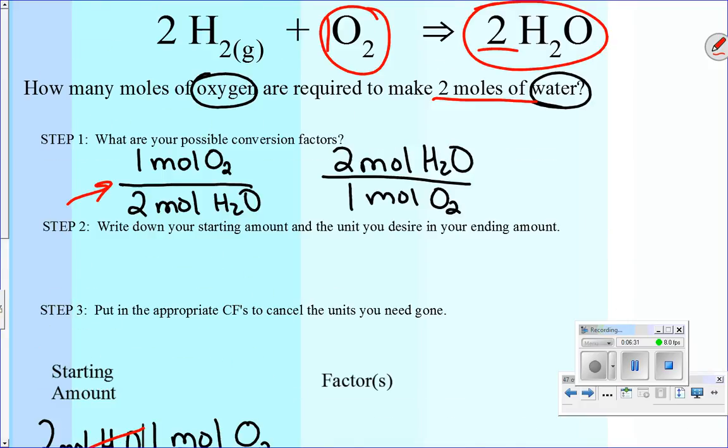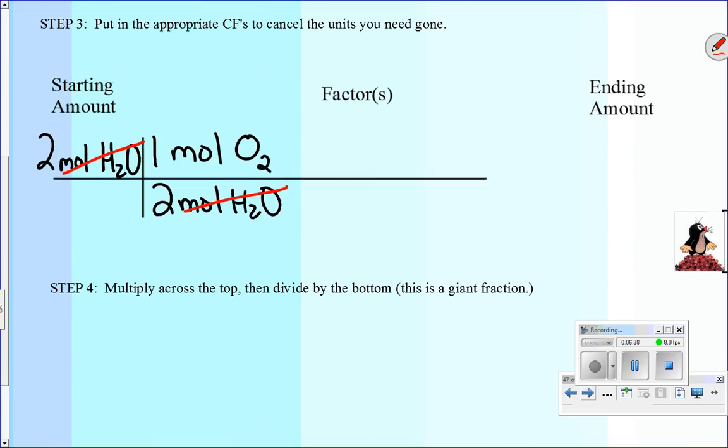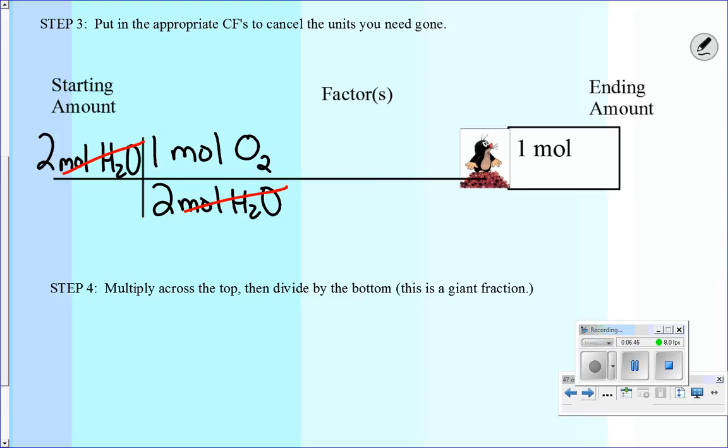So I go back to my problem, and that's exactly what I wanted to know. How many moles of oxygen are required? So I've got my entire setup here. So I'm going to do 2 times 1 divided by 2, and this will give you 1 mole of O2. Sometimes it's nice to actually write that that O2 goes with that.